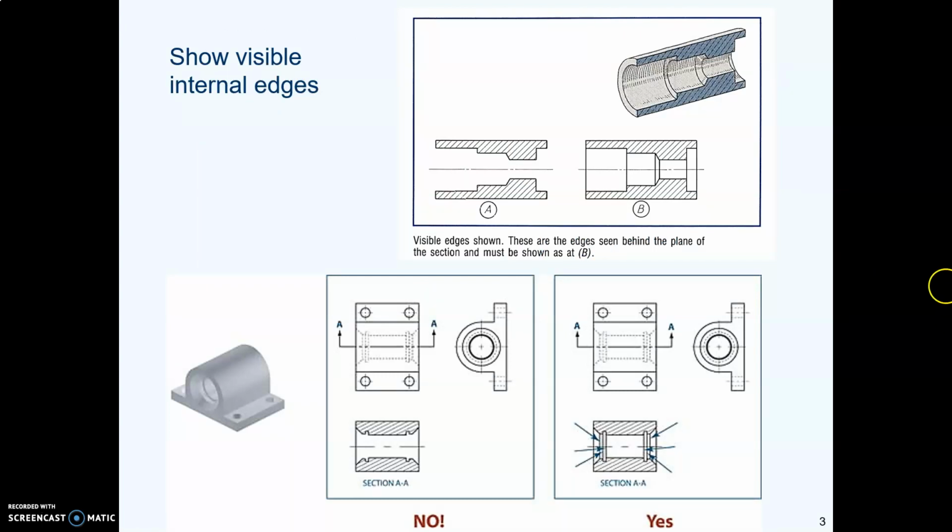We want to show visible edges. So here's a pipe with some stepped holes bored in it. We want to show those edges. Here's a pillow block with some grooves. We want to show those edges. So not that one, not that one. We need to show where those edges will be.